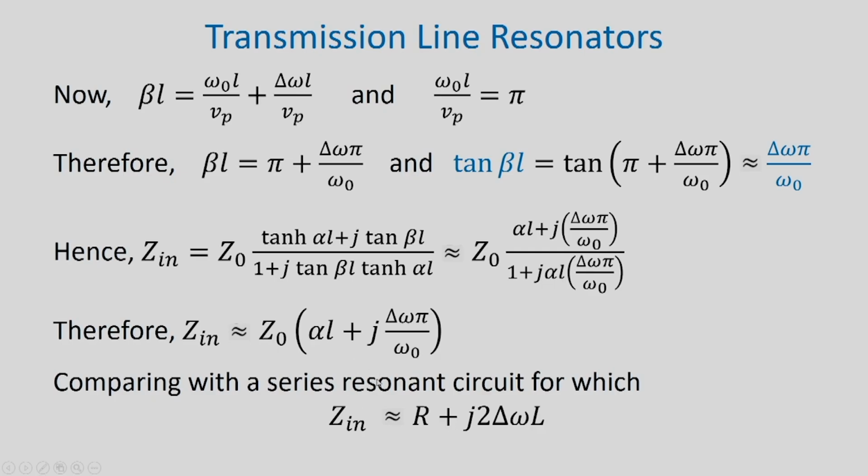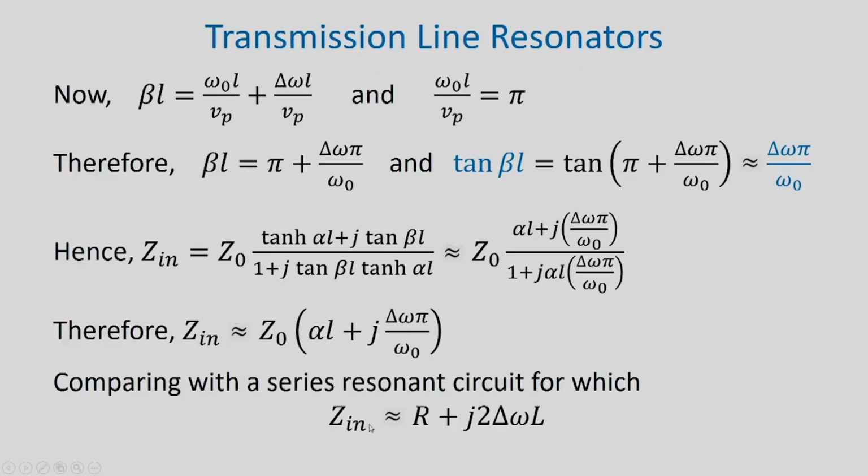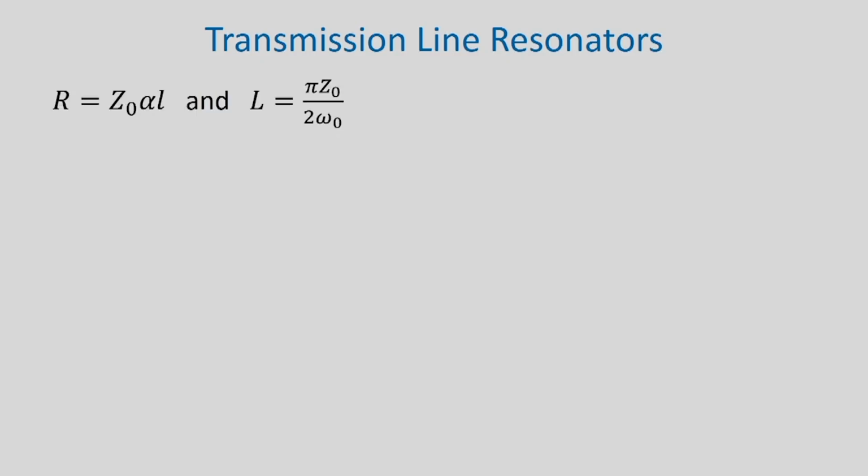So, if we compare these two, this Z in for a lambda by 2 short circuited transmission line section, and this Z in for a series RLC circuit operating near its resonant frequency, then we can write R equal to Z naught alpha L and L equal to pi Z naught by 2 omega naught.